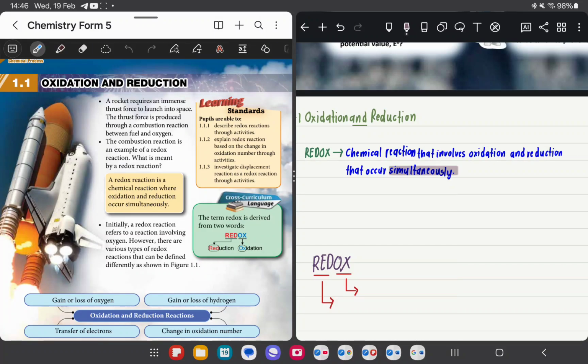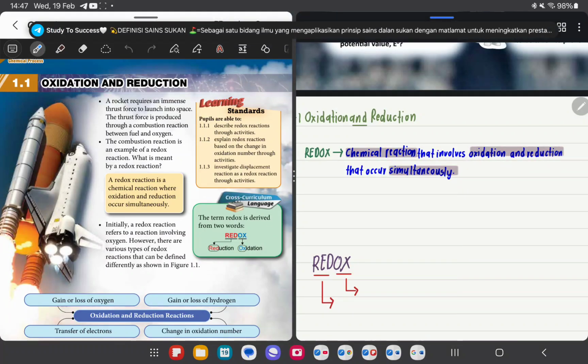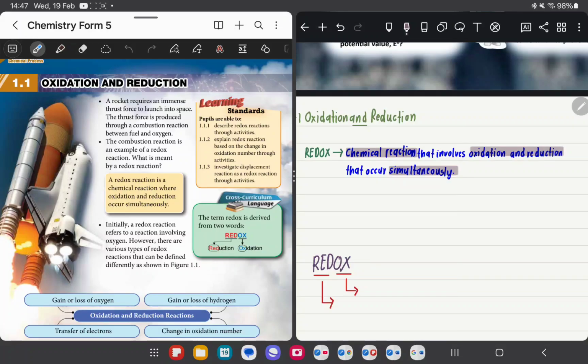Simultaneously means it happens at the same time, occurs at the same time. So let's say you don't remember, you can say reaction or process that involves oxidation and reduction that occurs at the same time. Correct, still accepted. We are emphasizing three main parts: chemical reaction, oxidation and reduction, simultaneously. So if these three parts are present, you will get the 1 mark for the definition. So please make sure you remember the keywords properly. Okay, like how the textbook makes it for you. Got it?